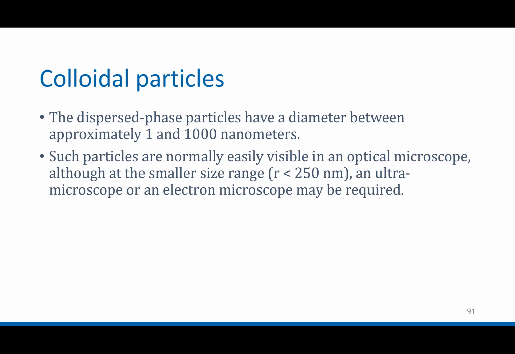The other part of this definition is that the dispersed phase particles should be very small, which is kind of why my juice example might not work, because the pulp in juice is quite large. Typically in a colloid, the dispersed particles are small, between 1 and 1,000 nanometers. That means you can see them with a microscope, but some of them are so small you might need special equipment like an electron microscope. Optical microscopes are the tabletop classic microscopes.